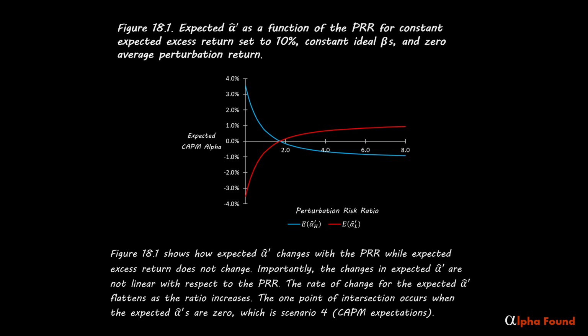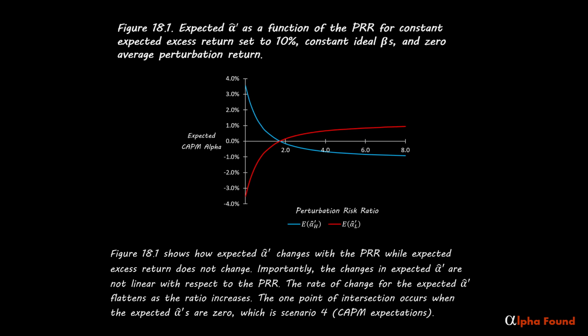The one point of intersection occurs when the expected alphas are zero, which is scenario 4, CAPM expectations. In some ways, Figure 18.1 is half the punchline of all the videos, since investment manager returns are evaluated on alpha. The blue curve is potential expected alpha for the high CAPM beta portfolio, while expected excess return is fixed at 10%. The red curve is potential expected alpha for the low CAPM beta portfolio, while expected excess market return is fixed at 10%. The different points on the curve are dependent on the perturbation risk ratio.